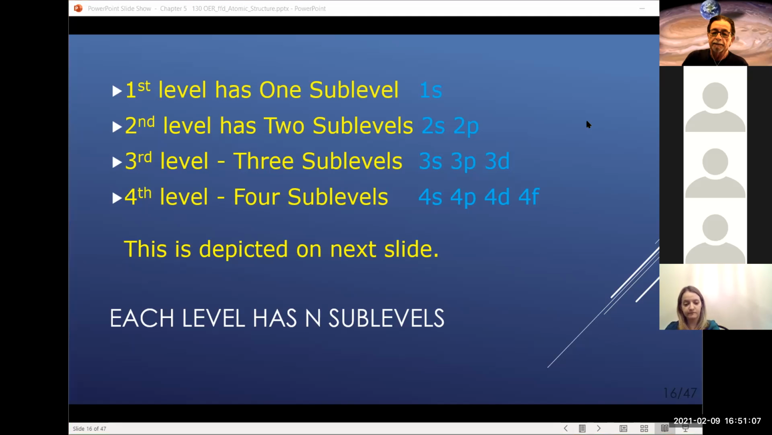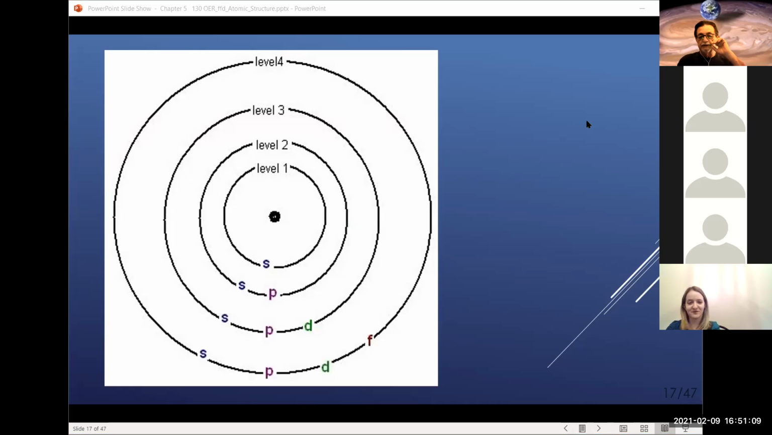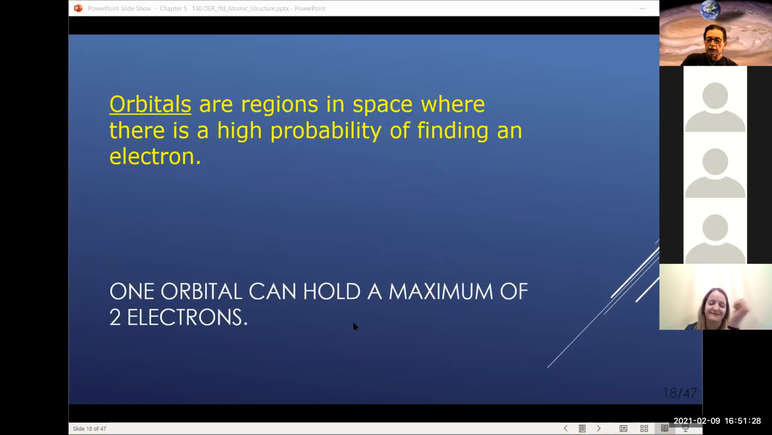Clear this up. All right, so again, these are the first 4 energy levels. In the very first one, only the S shows up. The second one has S and the P. The third has the S, P, and the D, and finally the last one, S, P, D, and F. Okay, we're only going to stop at the 4.